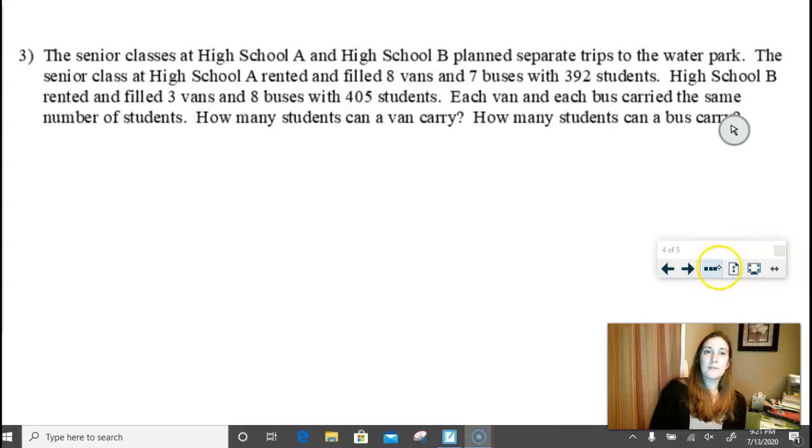So let's read through this one. We have a senior class from high school A and high school B, and they're going on separate trips to a water park. The senior class from high school A rented and filled 8 vans, 7 buses with 392 students. And high school B rented and filled 3 vans, 8 buses with 405 students. Each van and bus carried the same number of students. How many students can a van carry, and how many students can a bus carry?